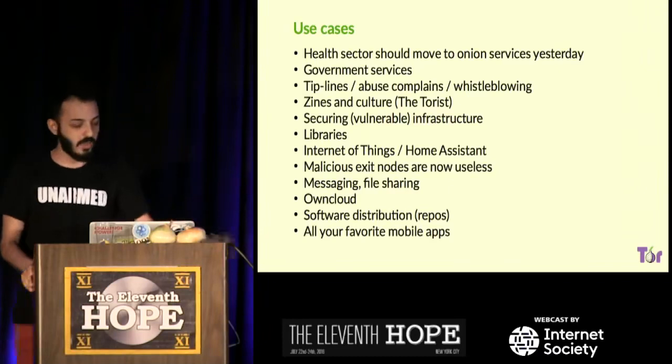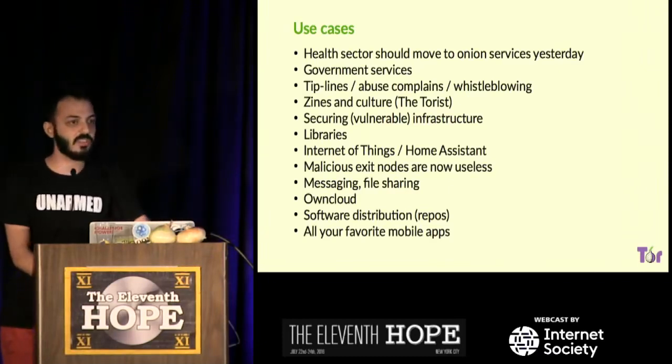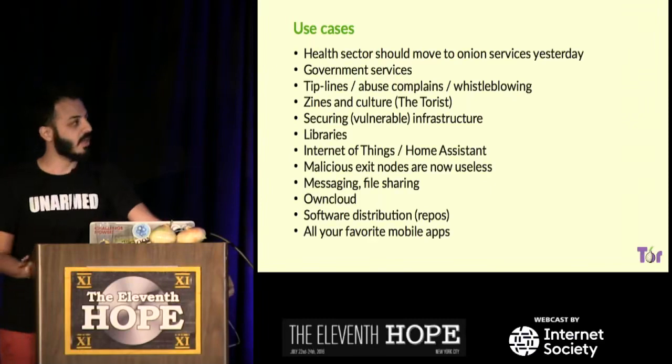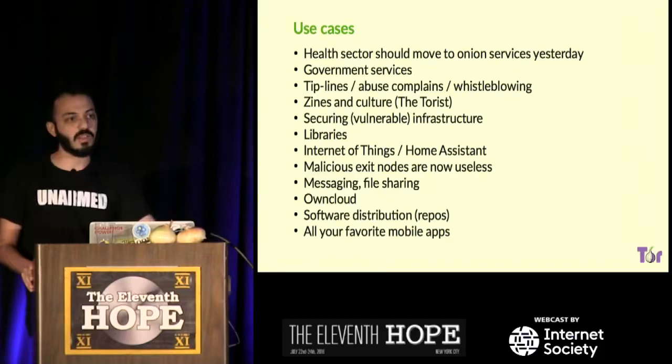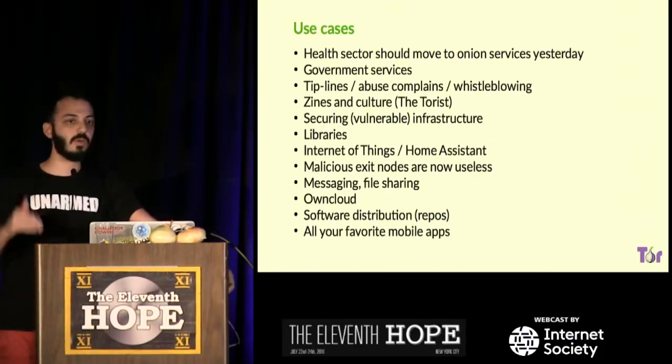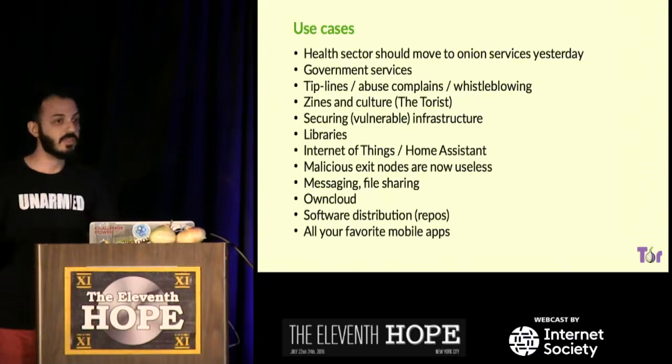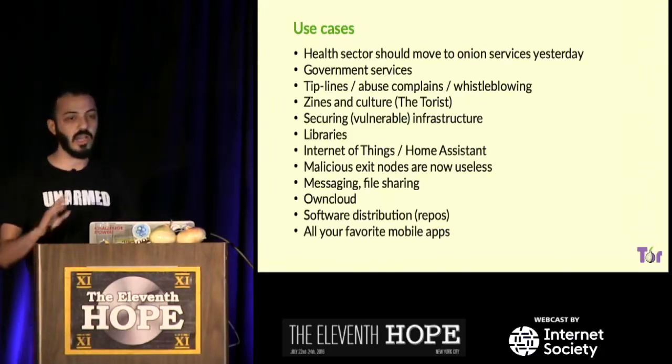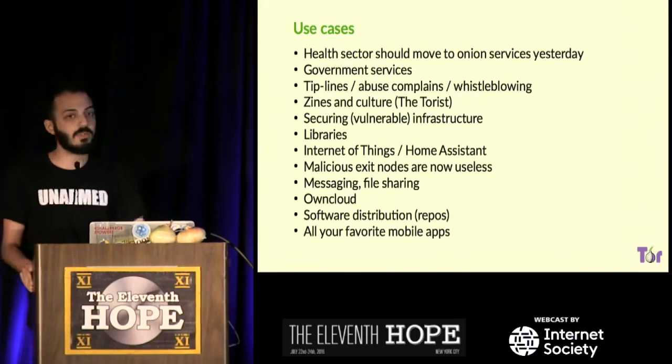You can secure your vulnerable infrastructure. You can take advantage of this in libraries, for library catalogs and everything. This is especially interesting for me because I work with the Library Freedom Project. Nathan of Guardian Project did a thing on the Internet of Things, Home Assistant. If you want to run one of these things in your apartment, you don't need to expose the whole thing to the internet. If you want to connect from your mobile phone to that service, it doesn't have to be open to the internet. You can just connect over an Onion address, and it's pretty much safer than the internet.